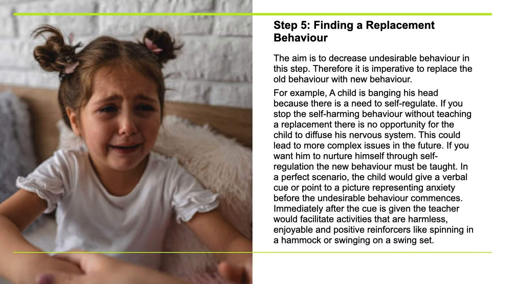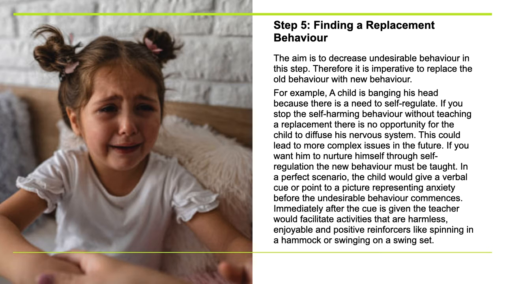Step 5. Finding a replacement behavior. The aim is to decrease undesirable behavior in this step. Therefore, it's imperative to replace the old behavior with the new behavior. For example, a child is banging his head because there is a need to self-regulate. If you stop the self-harming behavior without teaching a replacement, there is no opportunity for the child to diffuse his nervous system. This could lead to more complex issues in the future.